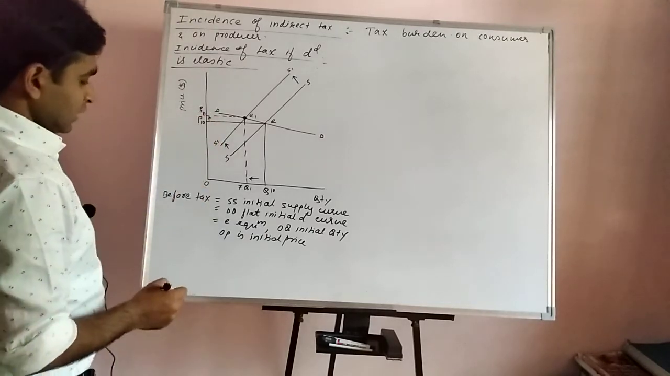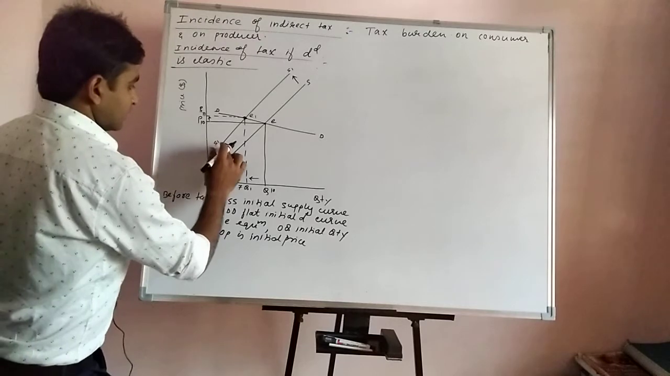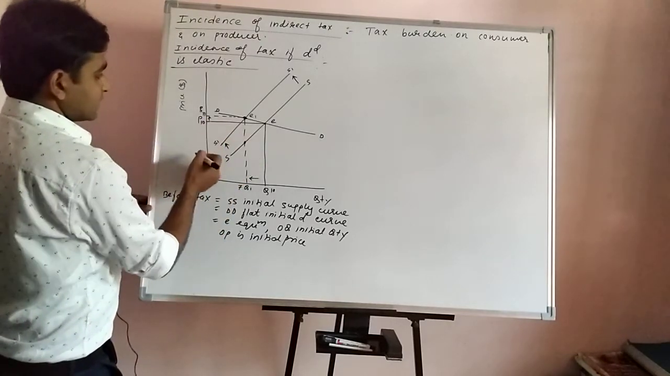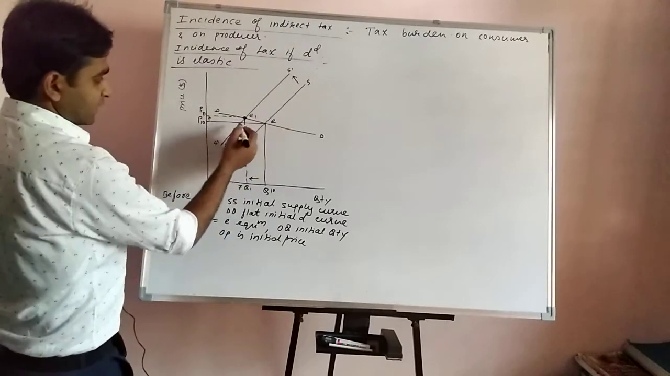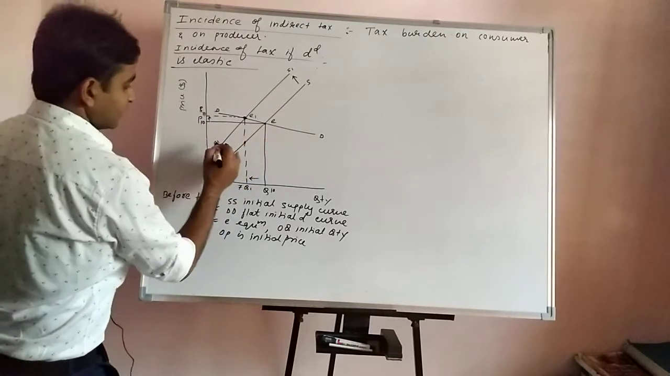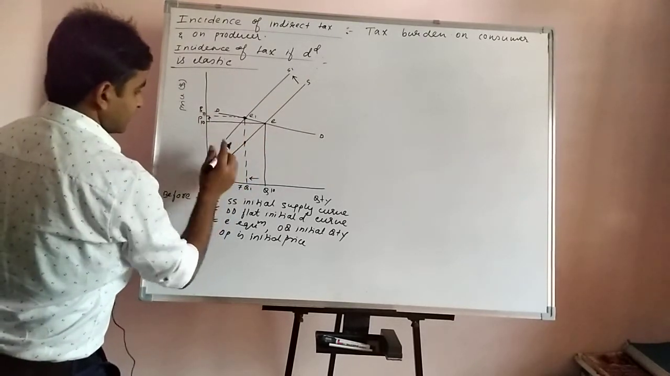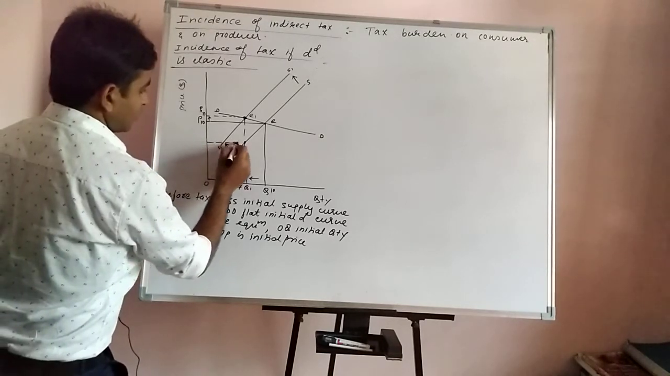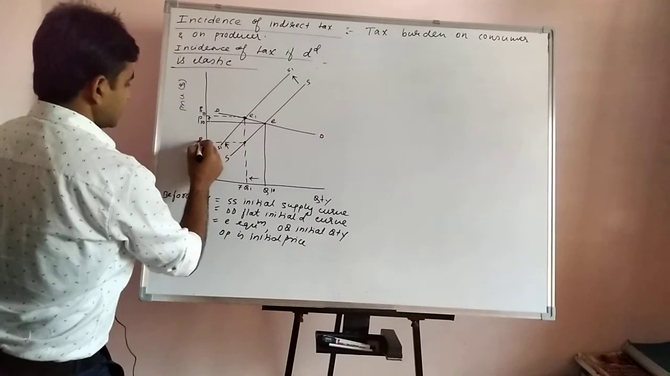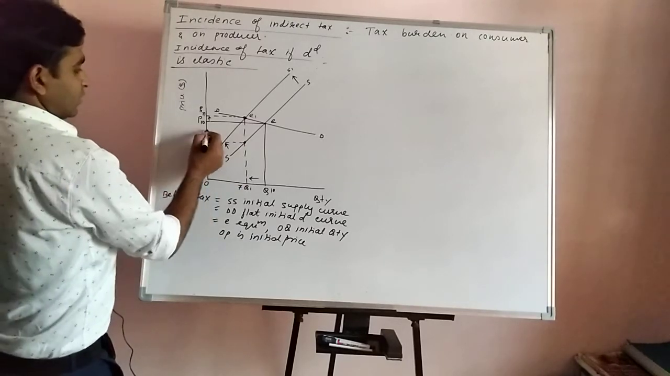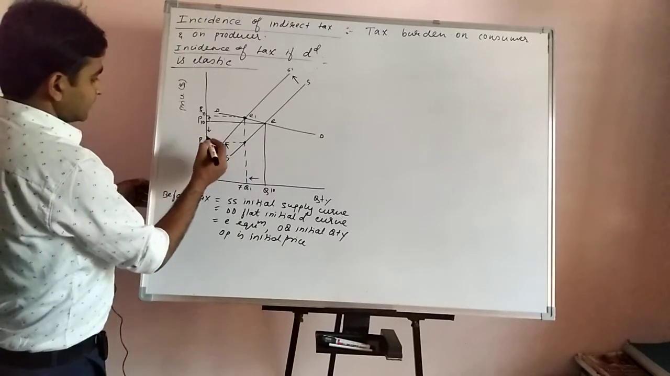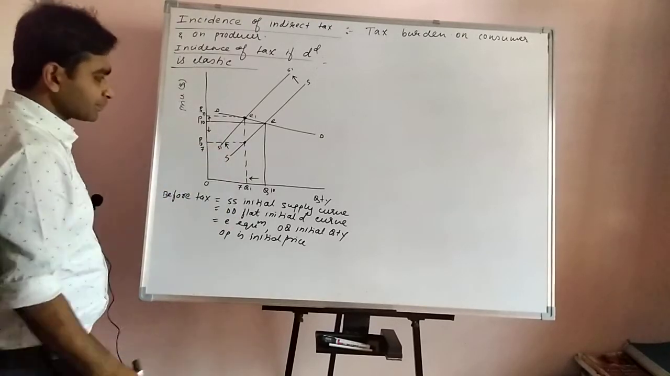Fine. And at this particular point we have a new price P2, because it is intersecting the initial supply curve. This is S1, and we have a new price, this is P2, which has decreased. We will say here, say 7.